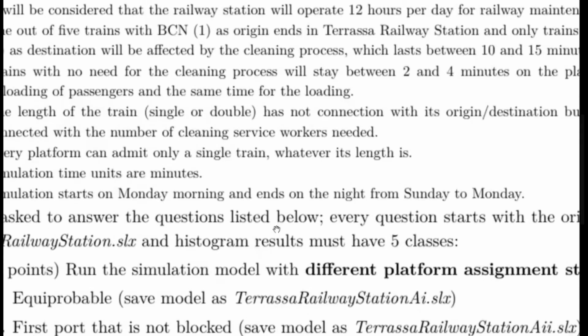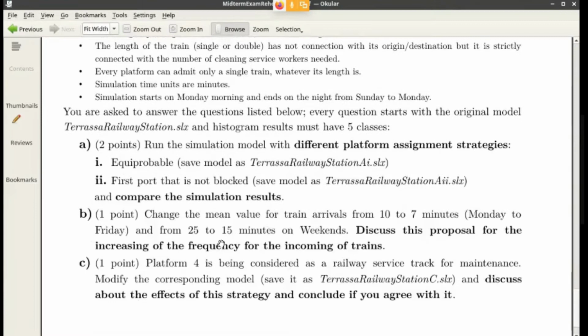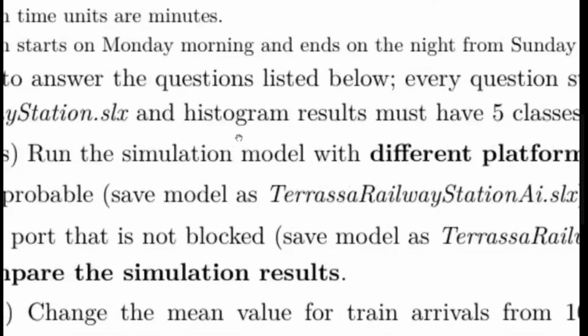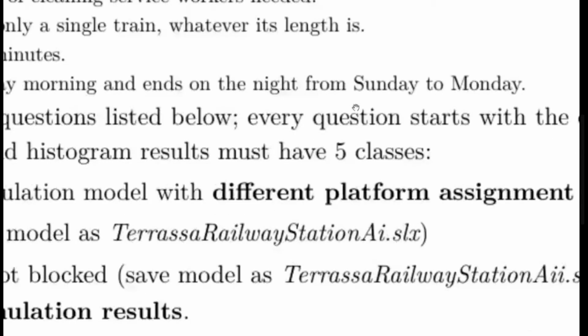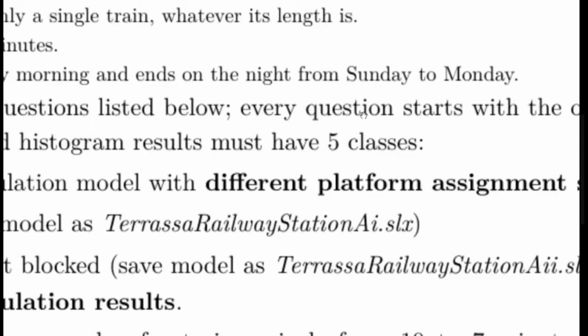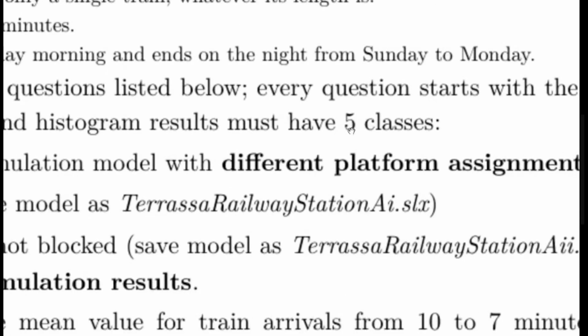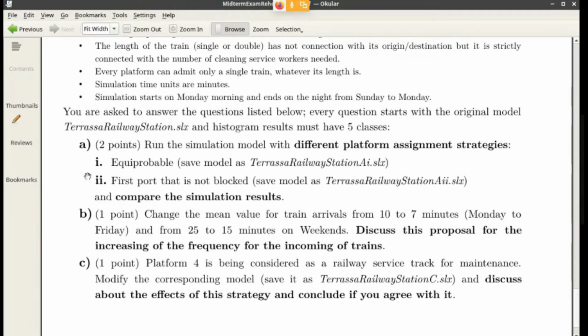You are asked to answer the questions listed below, these 3 questions. As you can see, 4 points. Every question starts with the original model, this model, and histogram results must have 5 classes. So when you will be asked for the number of replications, this sentence tells us that we need 25 replications, right? Because the number of classes is the square root of the number of replications. You with me?